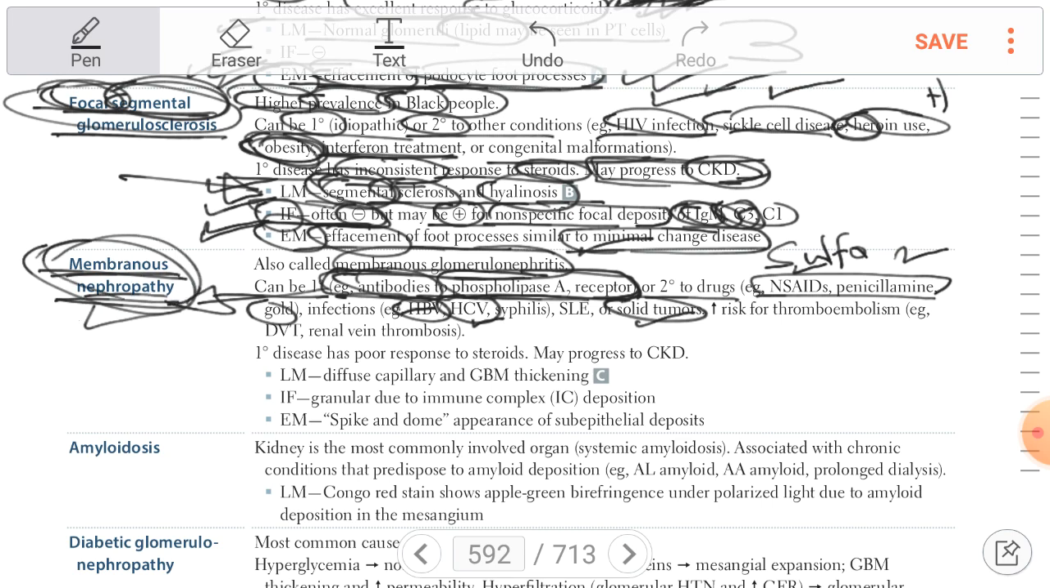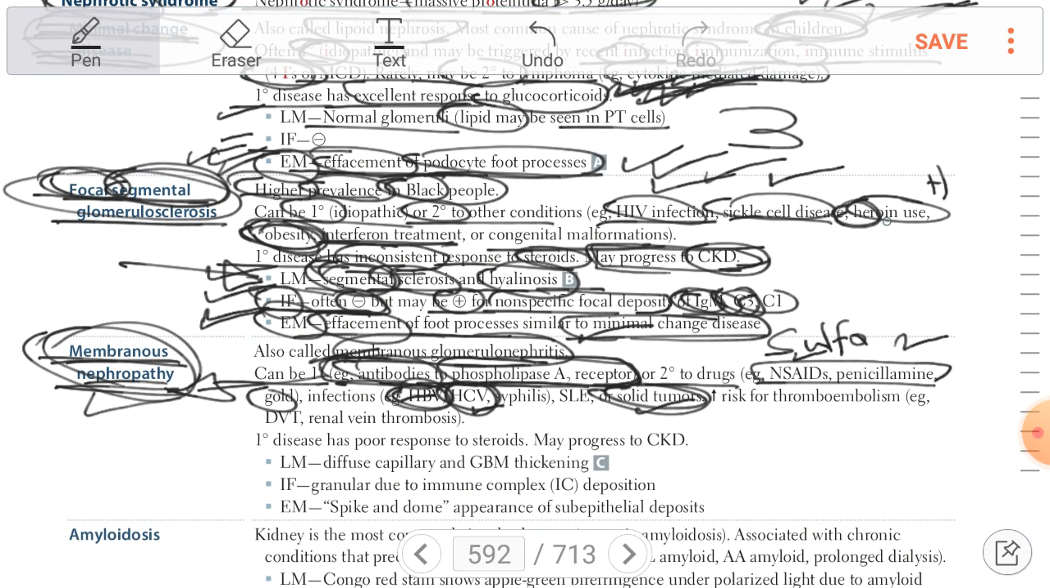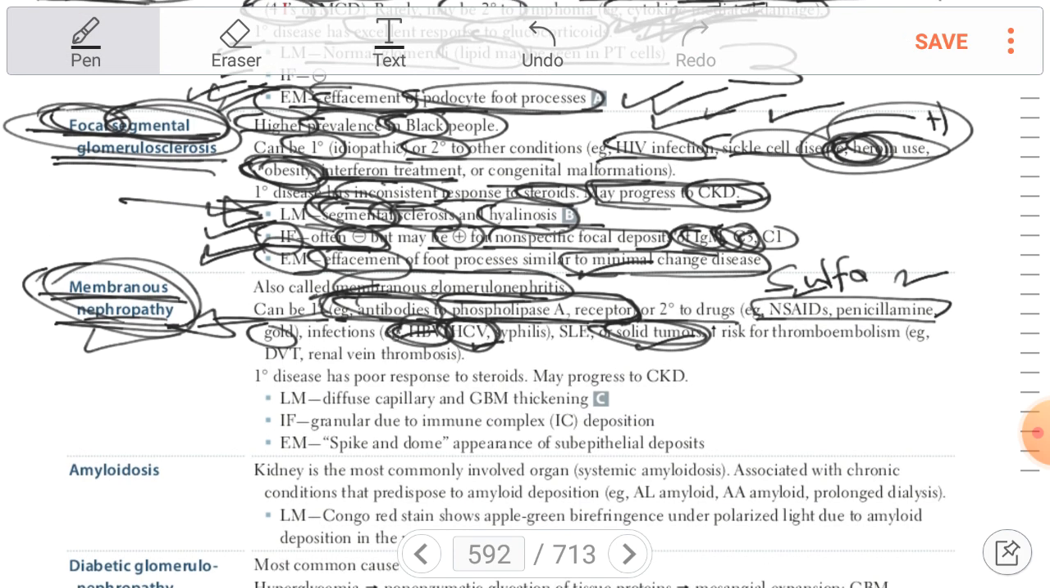But you must remember what? In membranous nephropathy, antibodies against the phospholipase A2 receptor plus hepatitis B, hepatitis C, and solid tumor. If he asked you about heroin and high body mass index, obesity, then that was focal segmental glomerulosclerosis. But hepatitis B, hepatitis C, solid tumor is so important. So he will ask you about a finding in the patient with solid tumor with nephrotic syndrome.